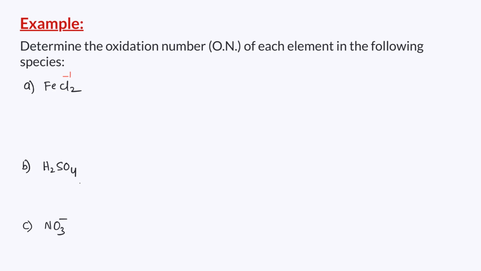Next, how do we calculate the oxidation number of iron? We use the last rule. We know that the sum of oxidation numbers of all the atoms in a given compound should add up to 0. Therefore, oxidation number of iron plus 2 times the oxidation number of chlorine is equal to 0. And we know that oxidation number of chlorine is -1. If we plug in this value and solve for it, we get oxidation number of iron is +2.